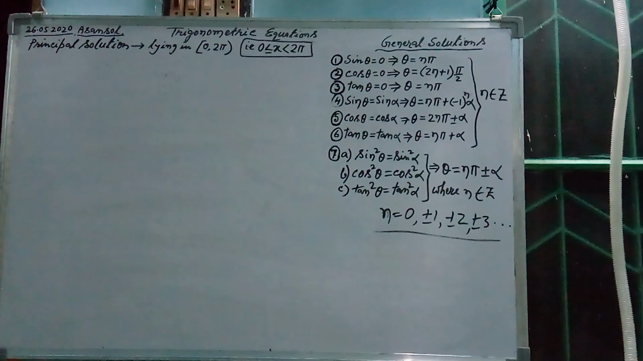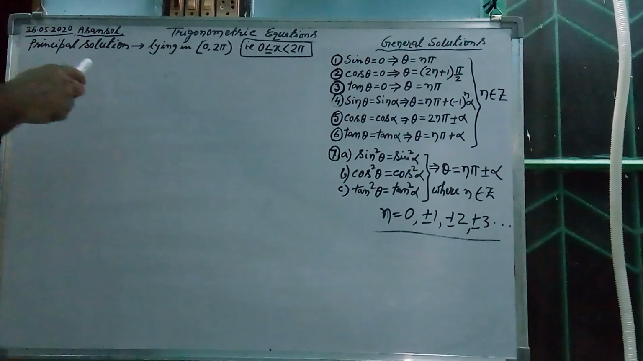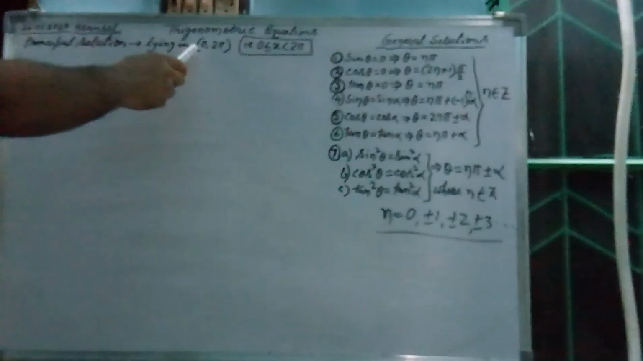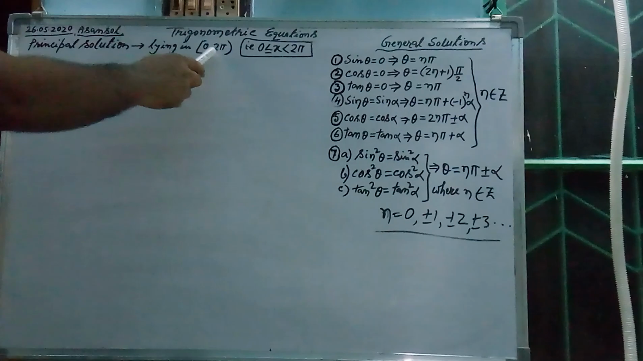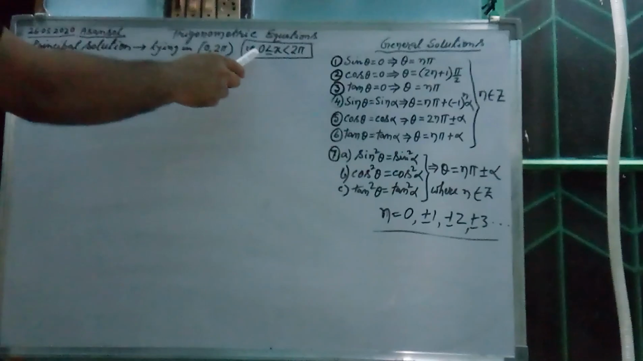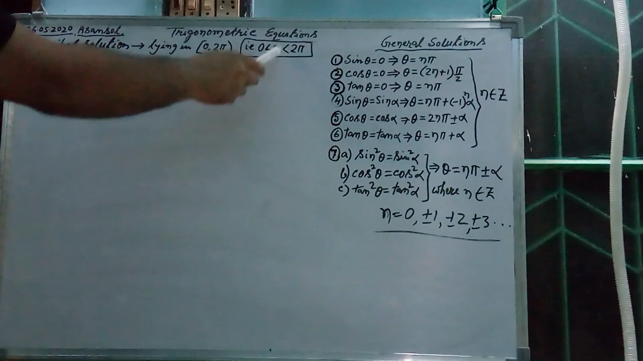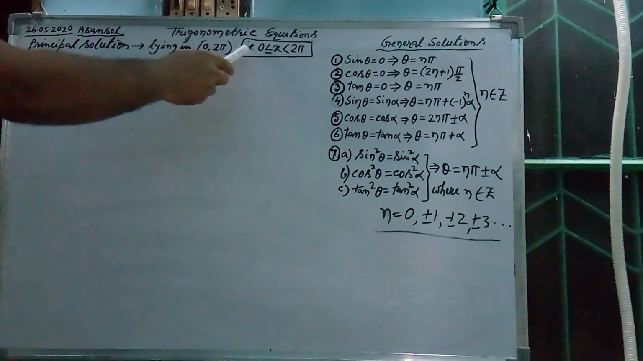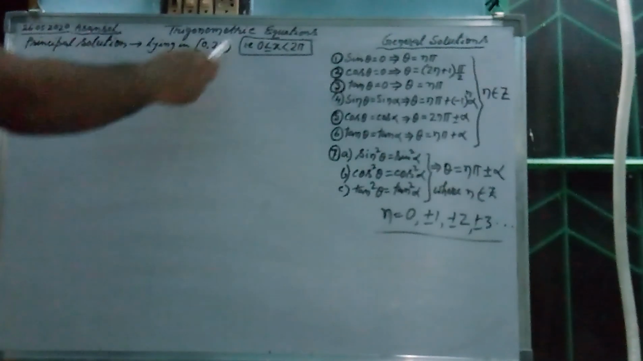Today's class is on trigonometric equations. Principal solution. The solution of a trigonometric equation lying in 0 to 2 pi, that is 0 less than or equal to x less than 2 pi, is called its principal solution. 0 to 2 pi, closed interval; 0, 2 pi, open interval.